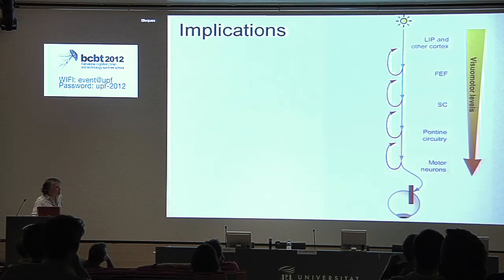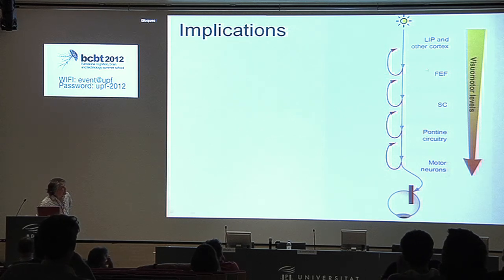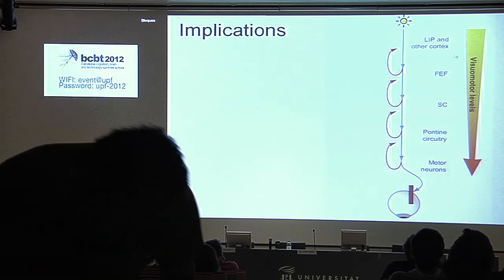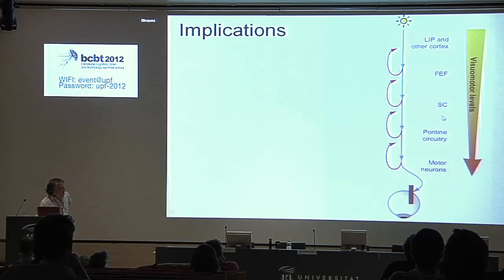So, implications. Thinking of the entire cerebrocortical circuit for visual processing, all the way down through the brainstem: visual information arrives in V1. It's processed by LIP and other cortex. It goes through frontal eye field, colliculus, pontine circuitry, and causes motor neurons to fire and move the eye. So this is the classic sensorimotor route to take visual information and create an eye movement.